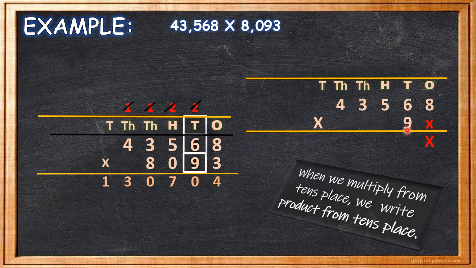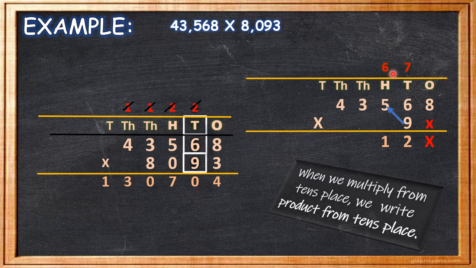Yes, children. Now multiply 9 with 8. So 9 8s are 72. 2 will be here and 7 will go to the tens column. Now 9 into 6. 9 6s are 54. 54 plus 7, 61. So write 1 here and 6 carry over to the hundreds column. Yes, children. Now see here. 9 into 5. 9 5s are 45. 45 plus 6.